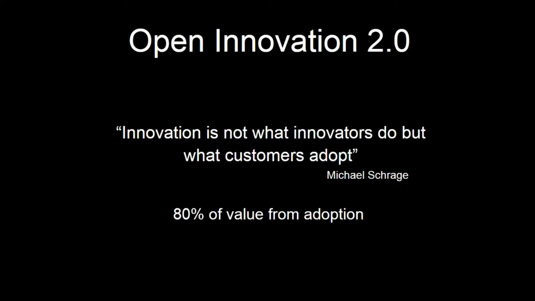So again, we have lots and lots of things going on. In some cases, we also have the emergence of different complex things that are creating new, unexpected and unintended consequences. So our innovation needs to be responsive, and we need people to be able to adopt innovations. As Michael Serrano talks about, innovation is not what innovators do, but what customers adopt. And the OECD came up with a figure that 80% of the value of innovation comes from adoption.